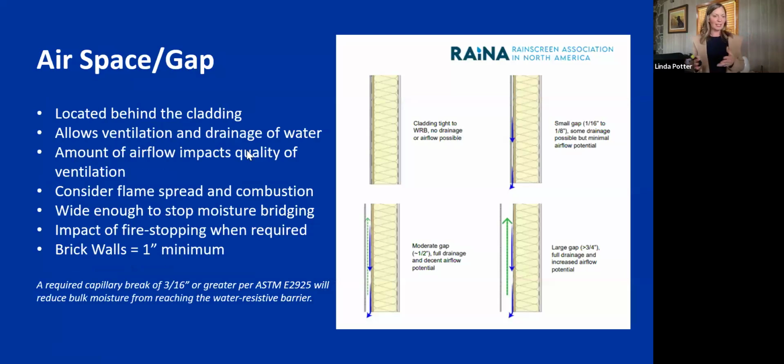We've got this airspace, and we know that that's between those two, the outer cladding and the backing. It's located behind the cladding for most optimal design. It allows that ventilation and the drainage of water inside of that airspace. The amount of that airflow is going to impact that quality of your ventilation. But the big question then becomes, how wide does that air gap need to be?